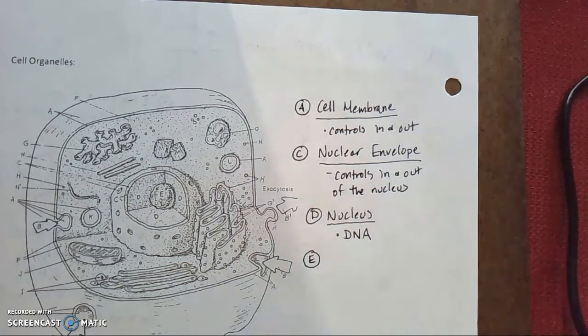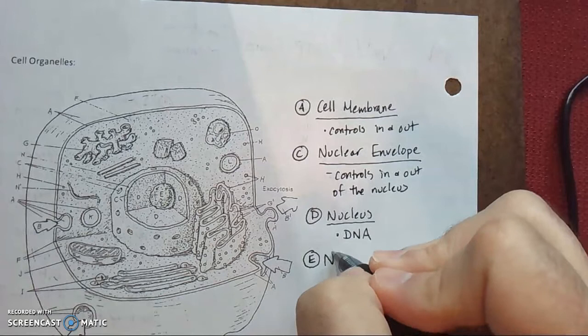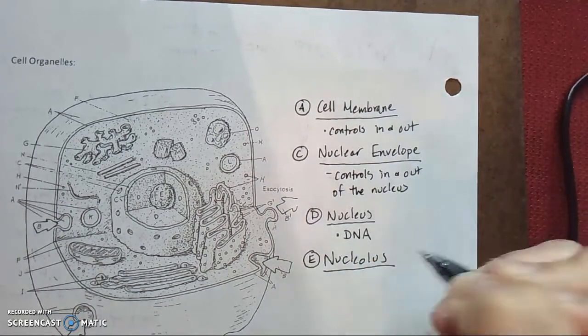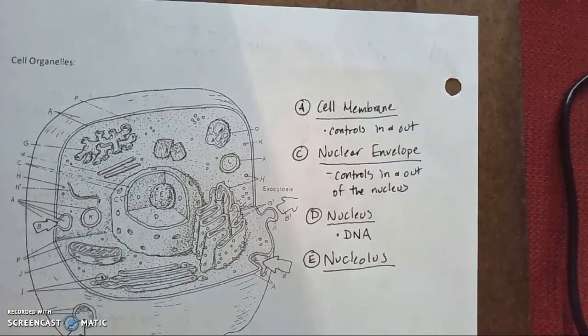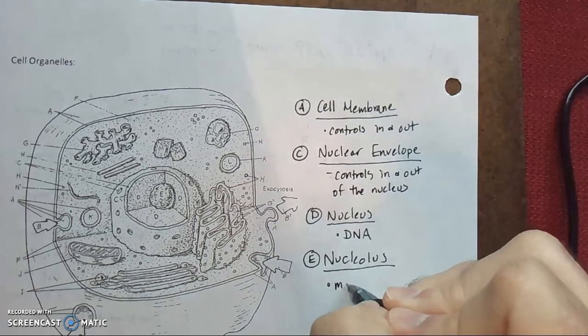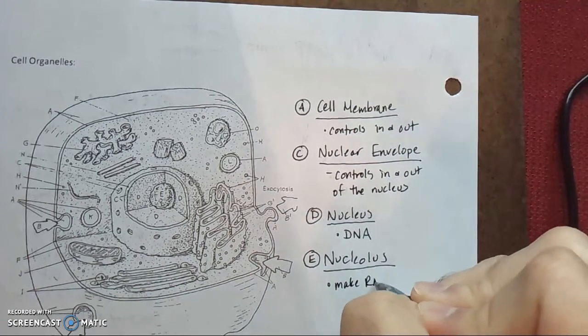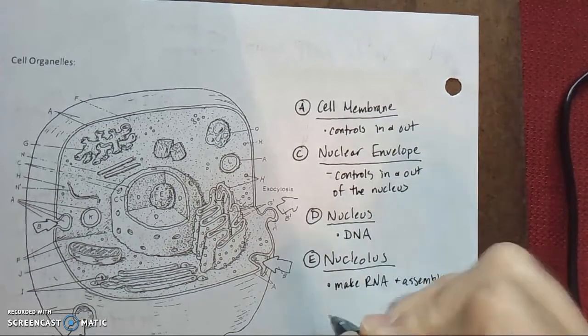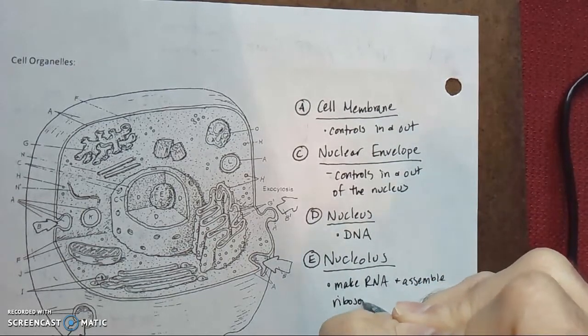E is a structure within the nucleus called the nucleolus or nucleolus. I've heard it pronounced both ways. Doesn't matter to me how you pronounce it. But this helps make RNA and assemble ribosomes.